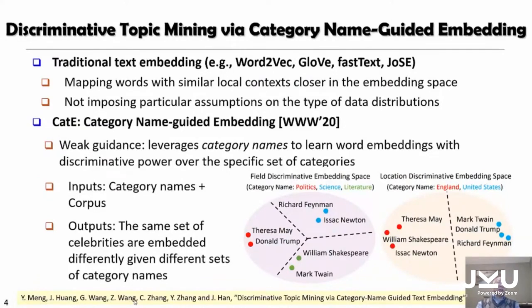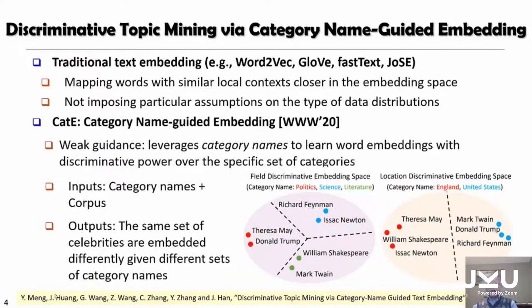One we call discriminative topic mining via category-name-guided embedding. If you look at the recent embedding approaches people are discussing, essentially Word2Vec, GloVe, or similar, this kind of approach maps words with a similar context closer in the embedding space, but it does not impose any kind of supervision or human guidance.